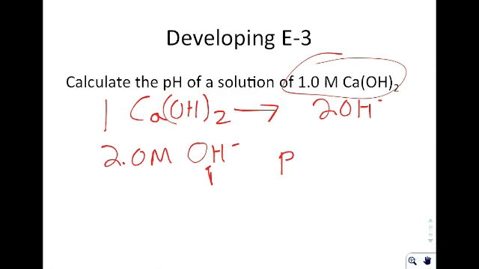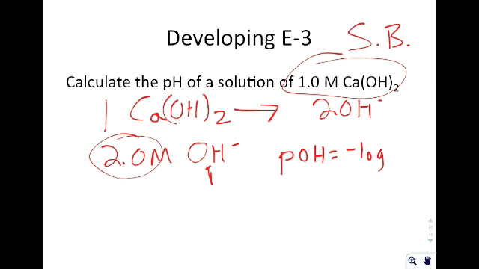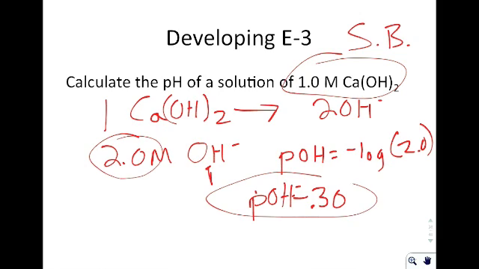I can calculate the pOH. The pOH is the negative log of the hydroxide concentration. Now the reason why I know it's 2 and not some other number is this right here represents a strong base, which means it's going to dissociate completely whenever we talk about it in terms of water. So I take the negative log of 2. Whenever you put that into a calculator, you're going to get something like negative 0.30 as the pOH.